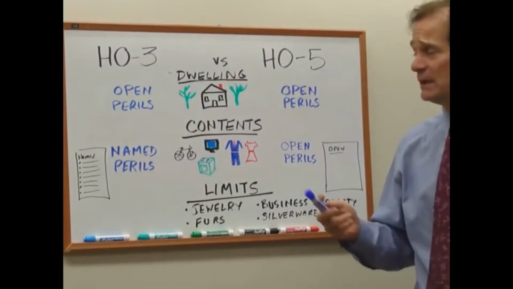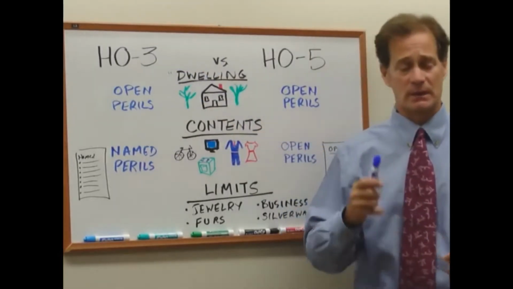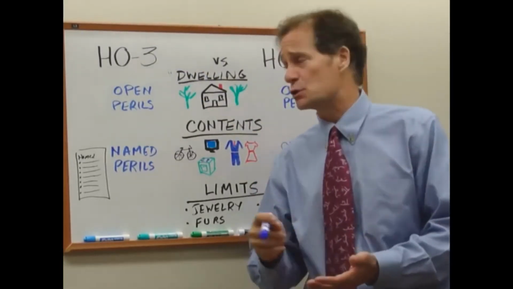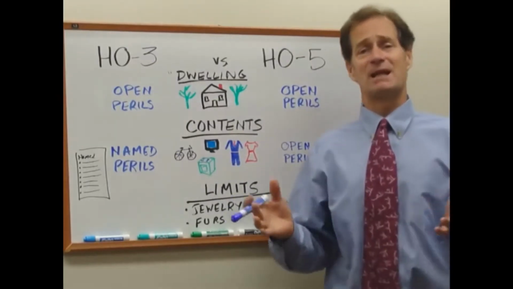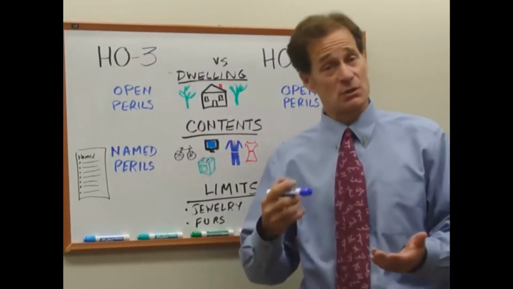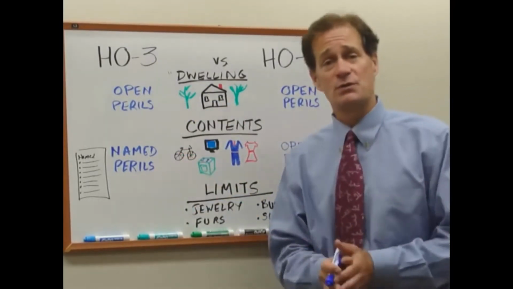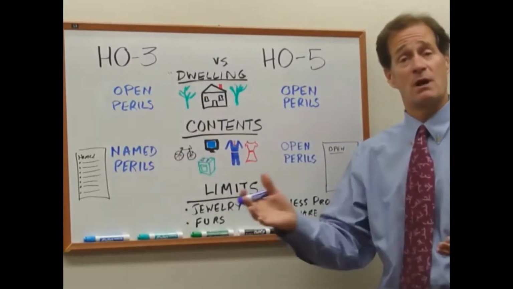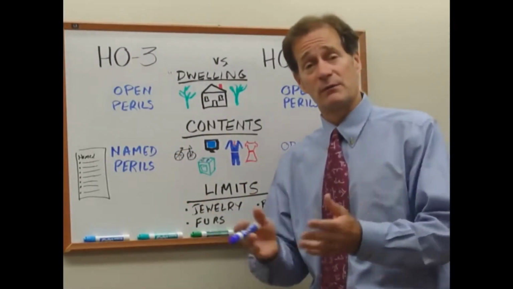So HO3, HO5. First of all, when you're buying a house and the bank says you must have homeowners insurance, they're going to tell you that you must have at least an HO3. There are also policies known as HO2, HO1. We don't see those anymore because frankly the banks don't like them. They don't cover enough things that can go wrong.